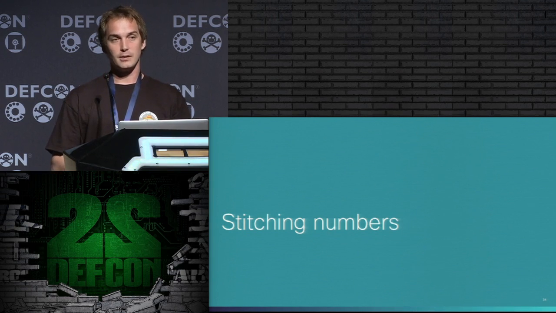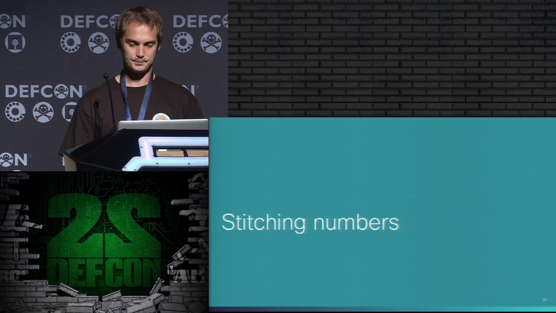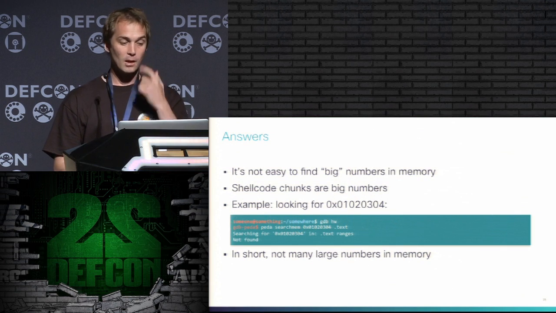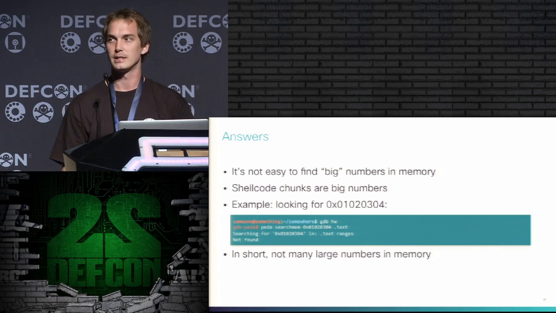So the next part is: all right, I've got that value, and I'm hoping for that value to be in memory, but it's not. What can I do, and how can I build it? The answer is that it's not very easy to find big numbers in memory. I had to look at a bunch of programs, and they're basically not really there.